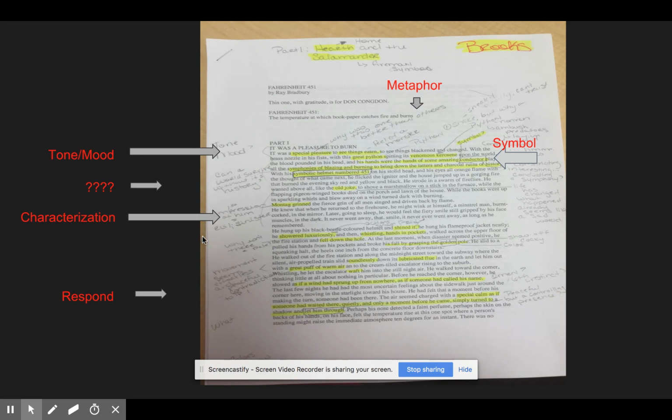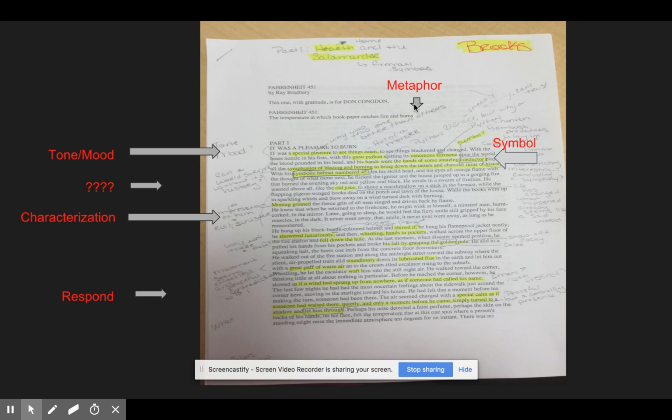Then down here, Montag: "He grinned the fierce grin of all men singed and driven back by flame. He knew that when he returned to the firehouse, he might wink at himself, a minstrel man, burnt cork in the mirror." So I wrote down a characterization. My first impression of him: he seems kind of evil and sinister, really cocky. I made that note because that's characterization.